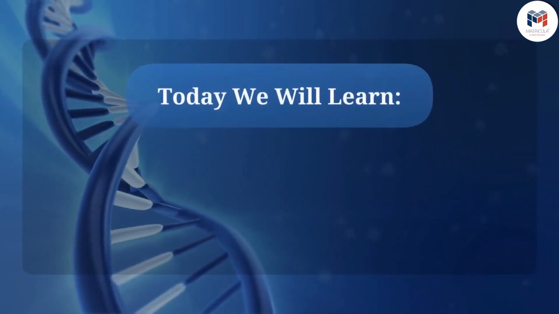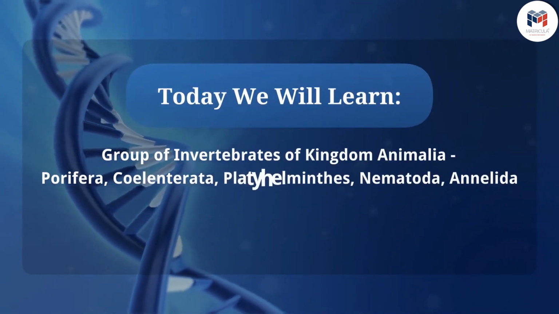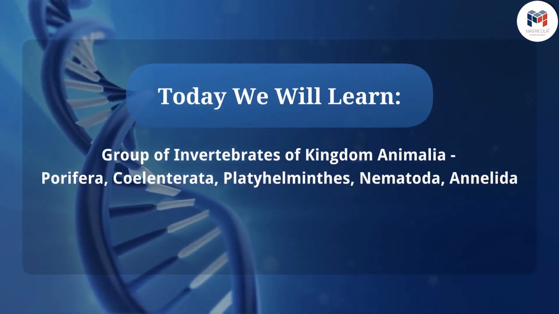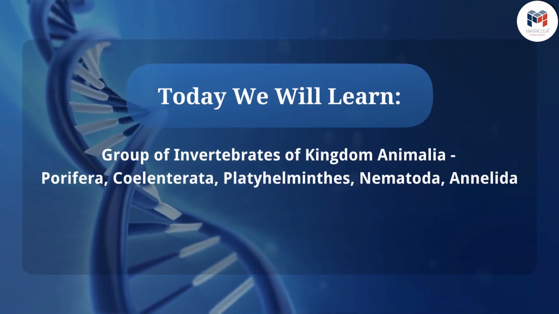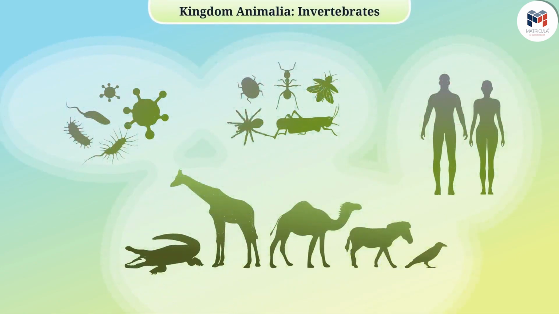Today we will learn about porifera, coelenterata, platyhelminthes, nematoda, annelida, groups of invertebrates of kingdom Animalia. Many animals are seen all around us. Classification of these is necessary for studying them.